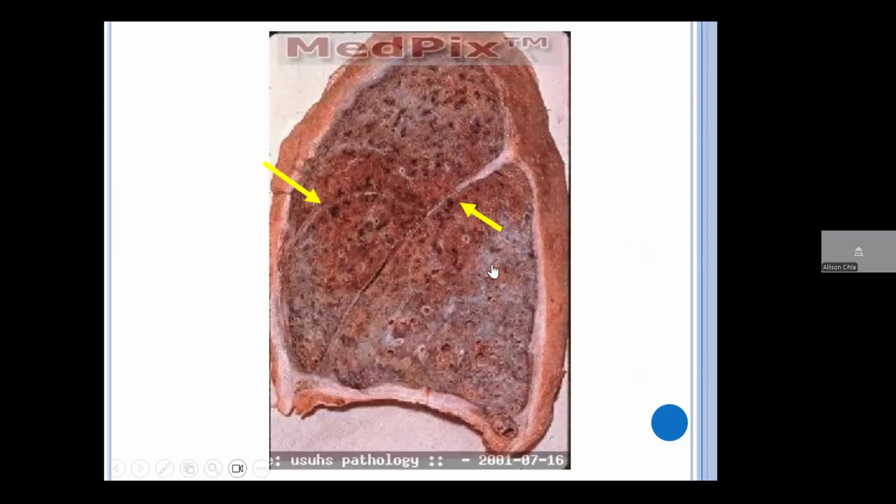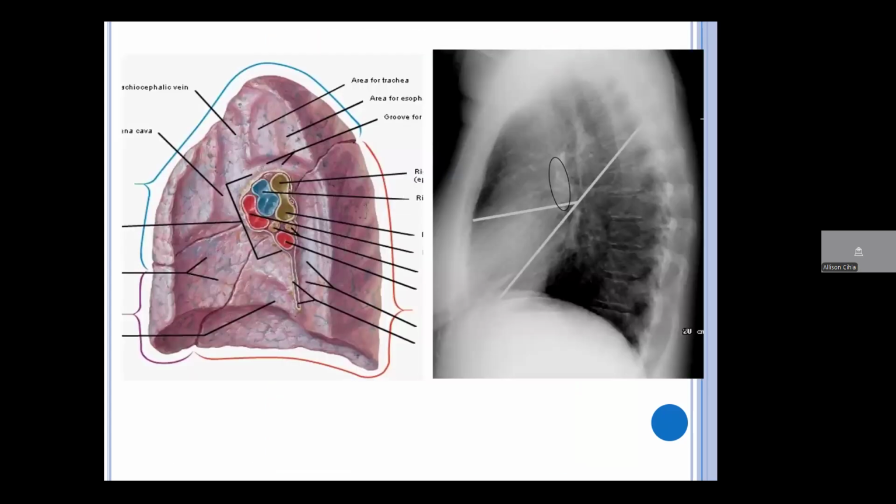This is a gross anatomy picture where you can see the fissures clearly. Again, they are all grooves, and you can see them outlined here. This is just another anatomic view. What you're seeing here is the right upper lobe, middle lobe, lower lobe, and then in the middle of this area is all of the vasculature. You can see lymph nodes, veins, and arteries.